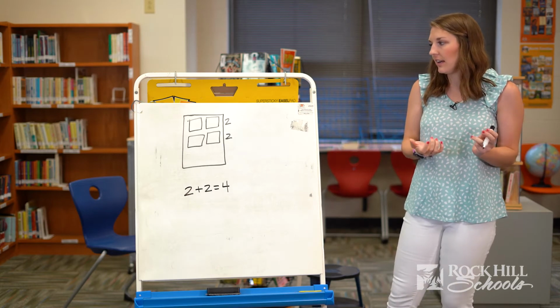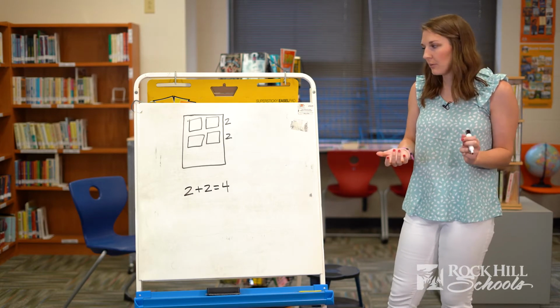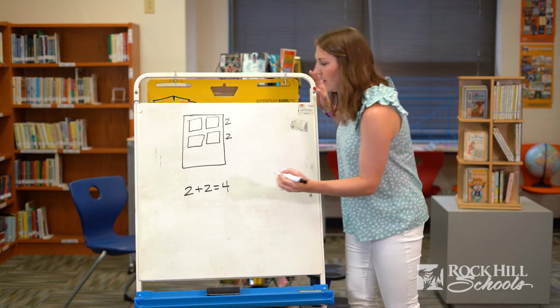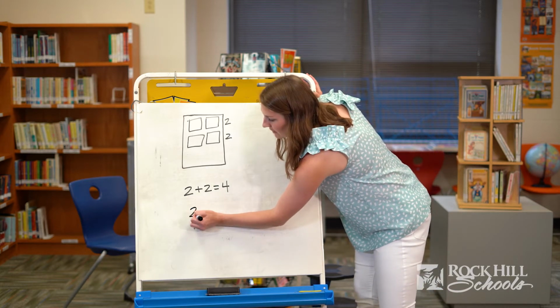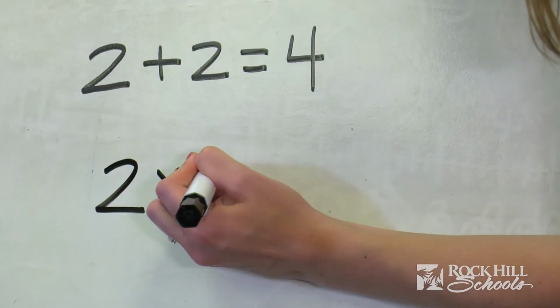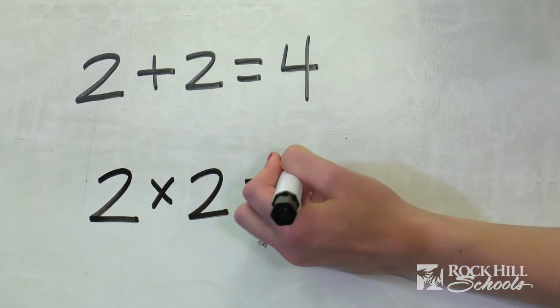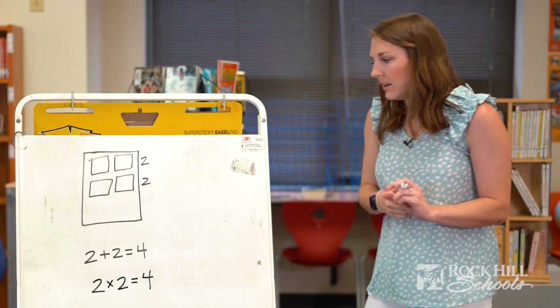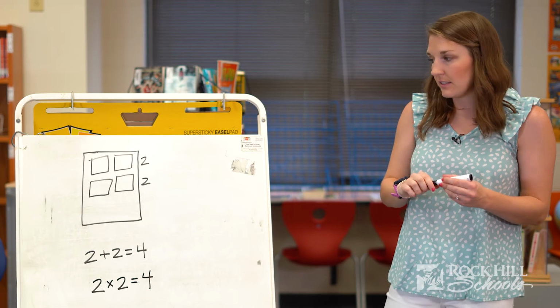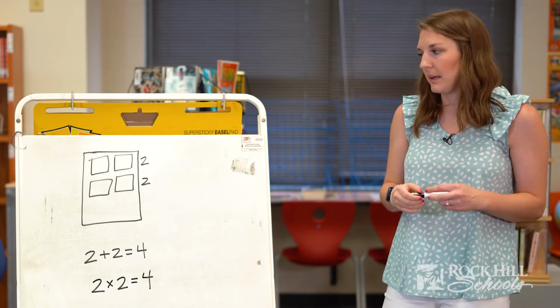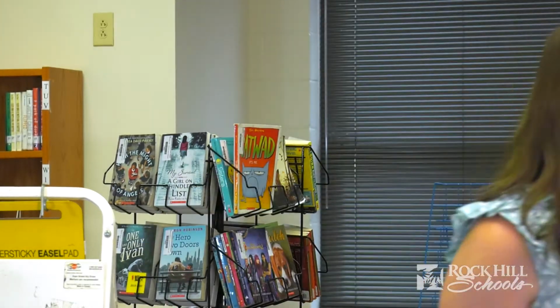All right, and again, just like last time, those of you that are more familiar with multiplication, we can also see it as 2 rows of 2 equals 4. So we can very easily solve that we have 4 pieces of paper on our bulletin board. Let's go find our last array.